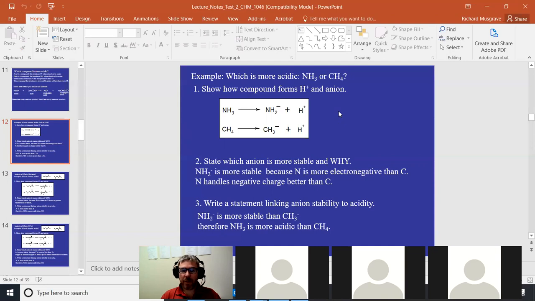Okay. The next thing we want to do is look at the anions and ask ourselves, which anion is more stable? The anions, of course, are the NH2 minus and the CH3 minus here. In this instance, the NH2 minus is more stable than CH3 minus because N is more electronegative than C. I know this because of where they are on the periodic table.